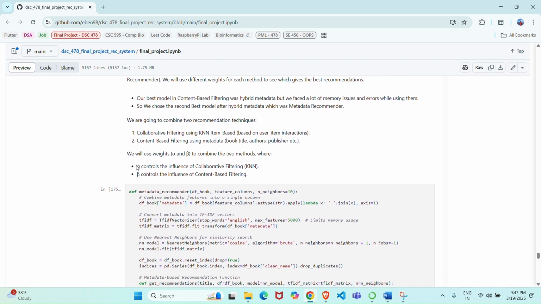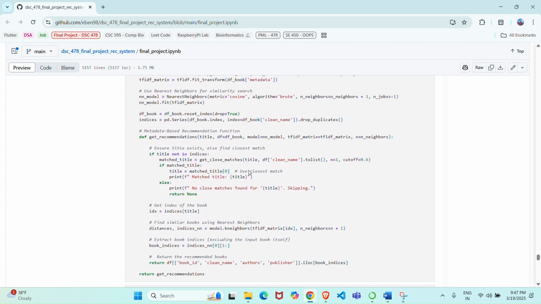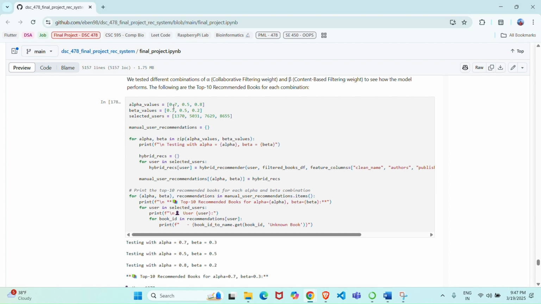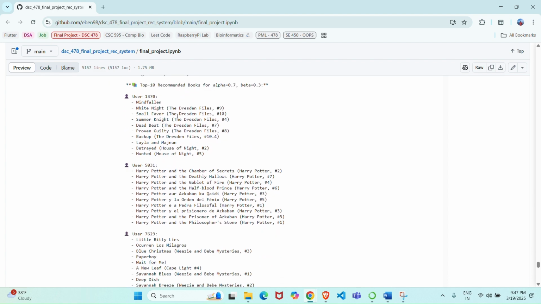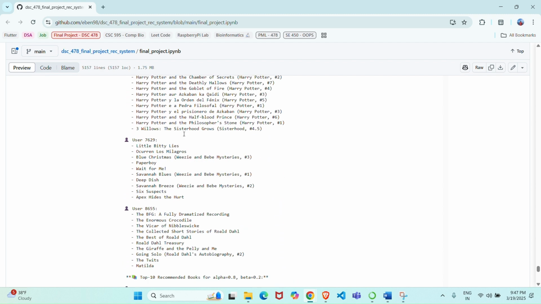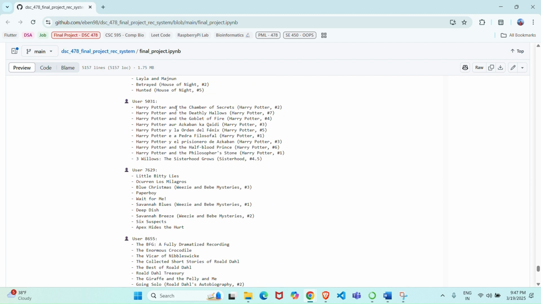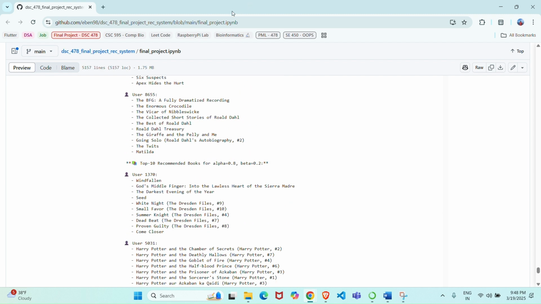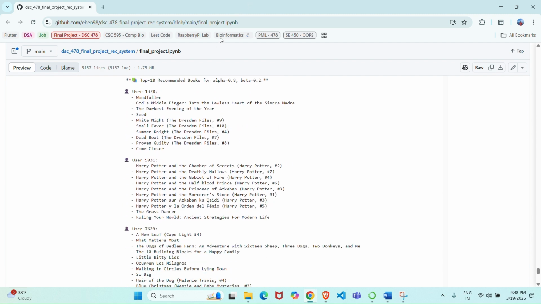And also we have used alpha and beta values to see how much influence the collaborative filtering and the content based filtering have. So we have used different alpha values and different beta values and found recommendations for each of those, and here are the top 10 recommendations, and these recommendations are much better than the previous recommendations. So the hybrid model performs much better than the content based and collaborative models.